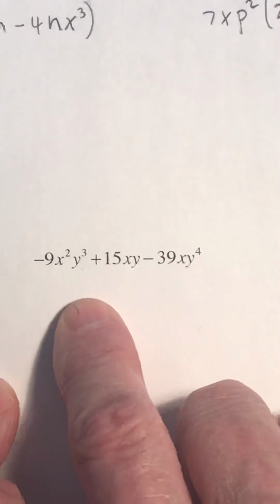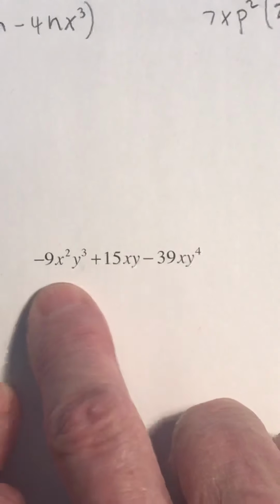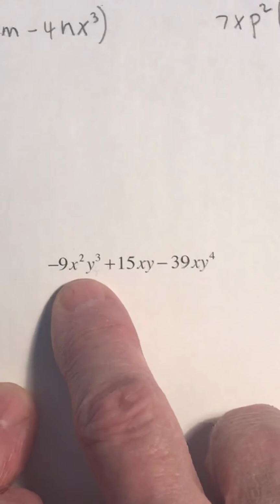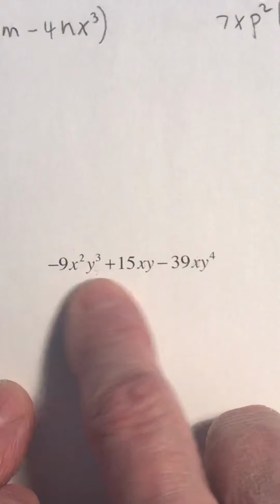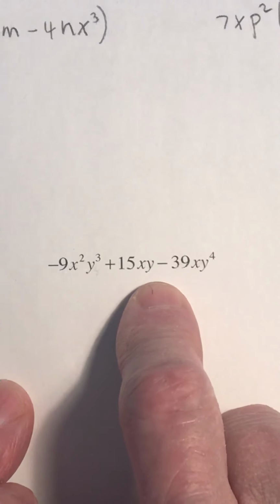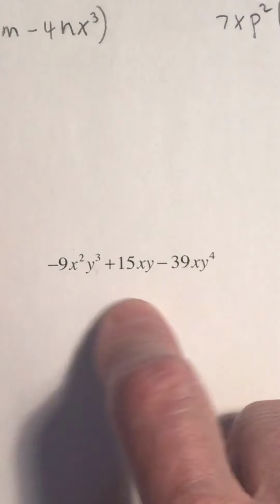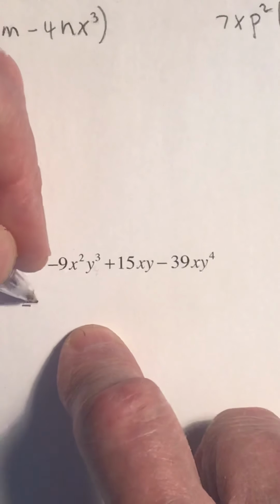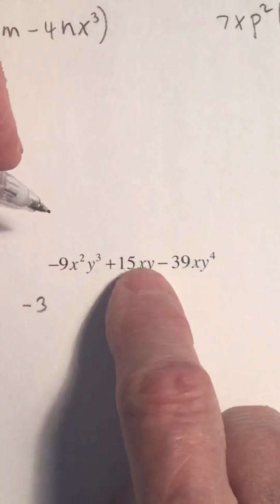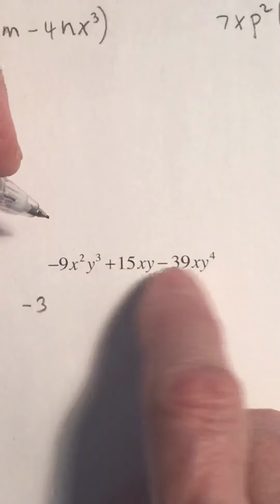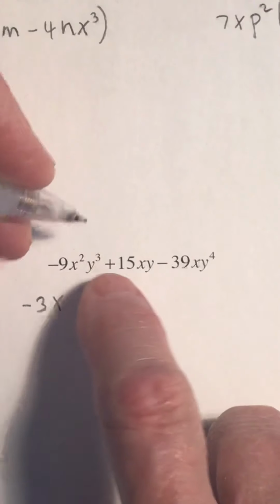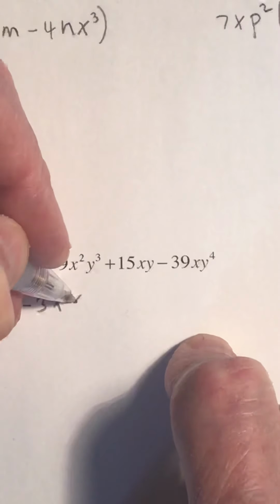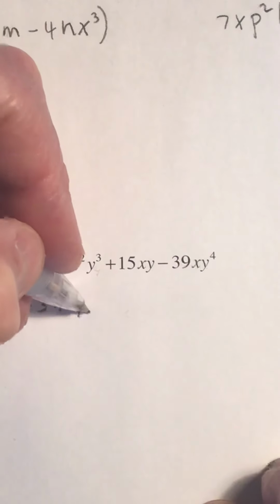Let's see. Can we factor out 9? No, 9 doesn't. How about a 3? In fact, we can factor out a 3, or we can factor out a negative 3. Either way, it will make a different looking answer, but it'll be equivalent. I'm going to factor out a negative 3. And for the x's, it was x squared, x, we can factor out an x to the 1st. For the y's, there's a y to the 3rd, y to the 4th, we can factor out a simple y.